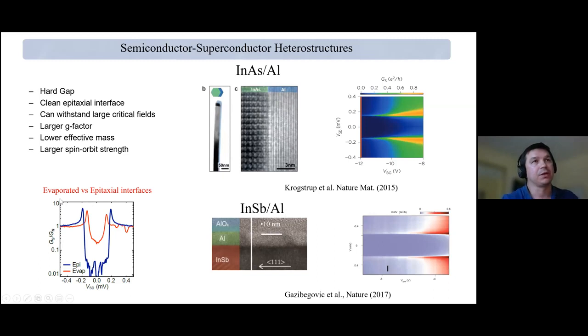So this is a comparison between an epitaxial interface at zero field and evaporated metal deposition, and you can see a clear difference in terms of the sharpness of the signal. The epitaxial interface looks very similar to the BCS density of states, up to this noise floor, whereas the evaporated does not, and as we understand now, that is due to the interfacial disorder.